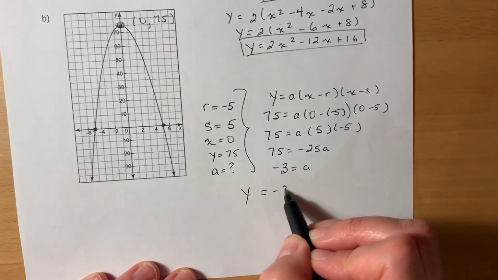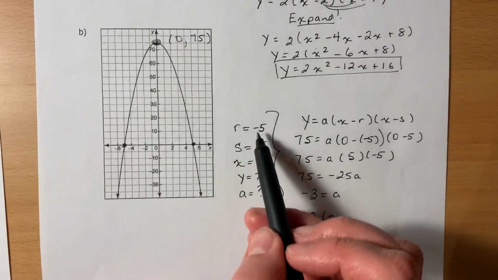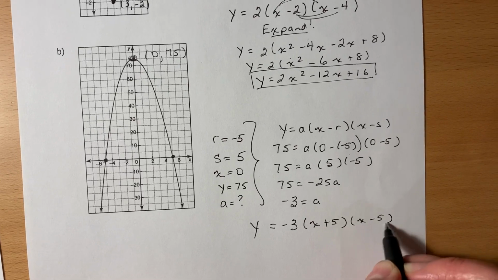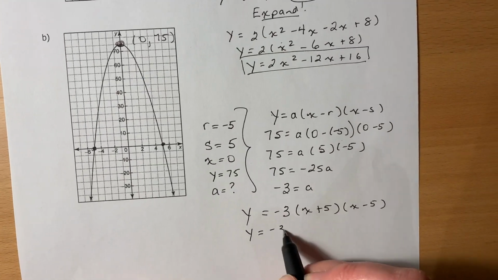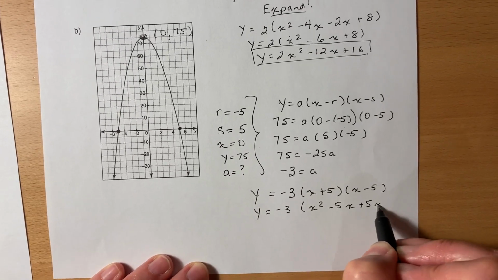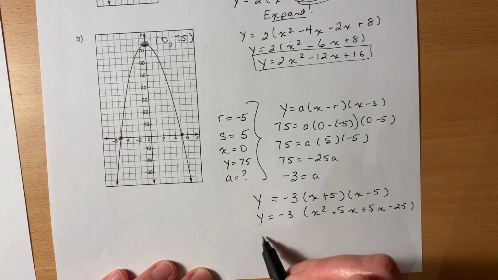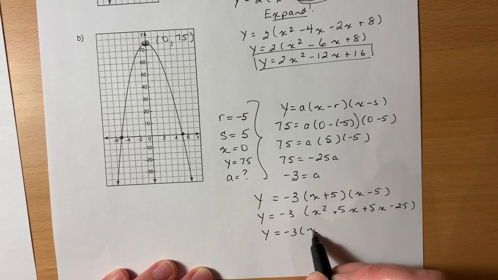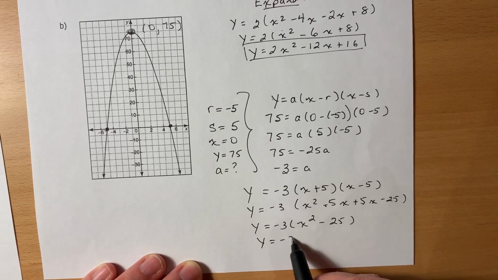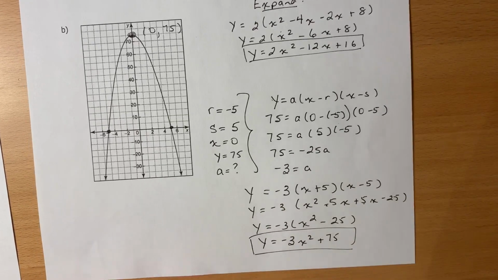Okay, so you put your a value in. So I'm going to do x, and I'm going to subtract -5, which is like adding 5, and then x subtract 5, and then I expand, right? So I have x squared minus 5x plus 5x minus 25. This is 0, this is -5, and this is +5. So x squared minus 25, now I multiply in by the -3. And there is my equation in standard form.